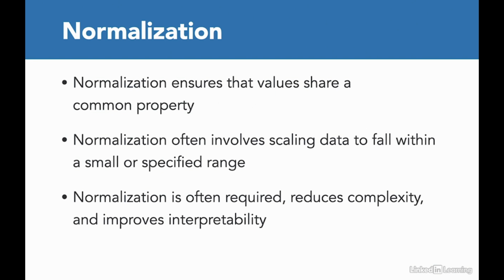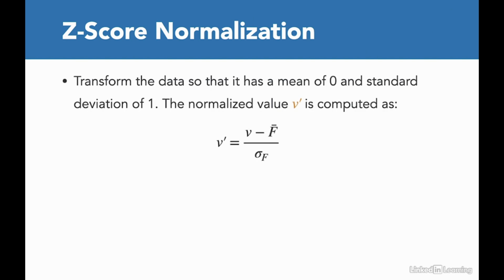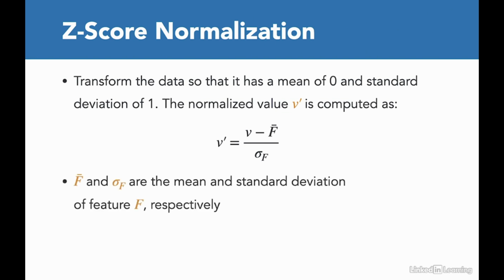There are several ways to normalize data. The first is known as z-score normalization. Z-score normalization, which is also known as zero-mean normalization, gets its name from the fact that the approach results in normalized values that have a mean of 0 and a standard deviation of 1. Given an original value v of feature f, the normalized value for the feature, v prime, is computed as v minus the feature mean, denoted as f bar, divided by the standard deviation of the feature, sigma f.